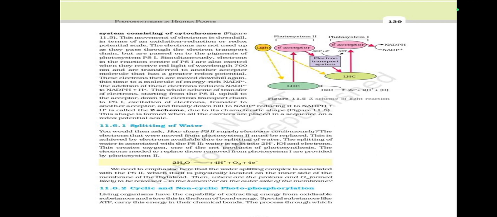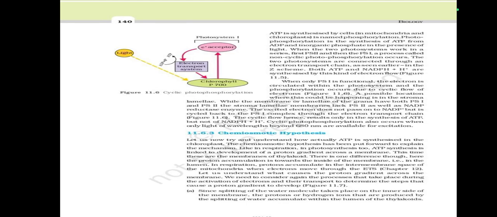11.6.2 Cyclic and non-cyclic photophosphorylation. Living organisms have the capability of extracting energy from oxidizable substances and storing it in the form of bond energy. Special substances like ATP carry this energy in the chemical bonds. The process through which ATP is synthesized by cells in mitochondria and chloroplast is named phosphorylation. Photophosphorylation is the synthesis of ATP from ADP and inorganic phosphate in the presence of light.